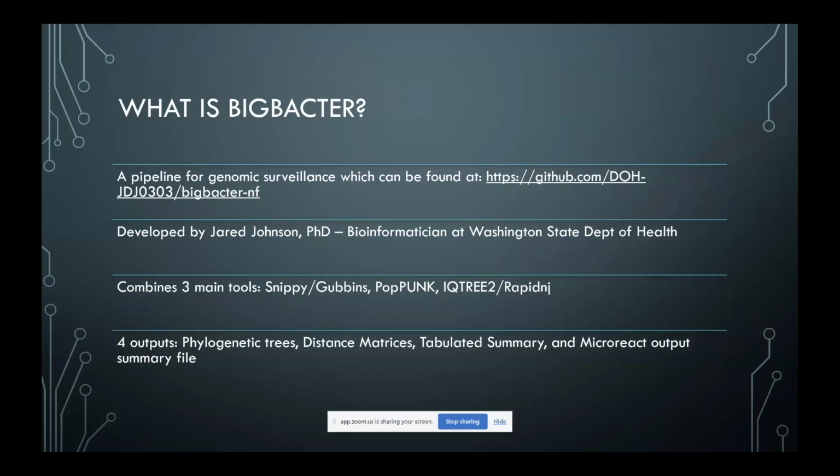And you kind of get four outputs, which are phylogenetic trees, distance matrices, a tabulated summary, which is just kind of the pass-fail sort of details regarding the samples, and a MicroReact output summary file, which is, I think, the most useful thing you get out of it, because the summary file has all of the other three in it.